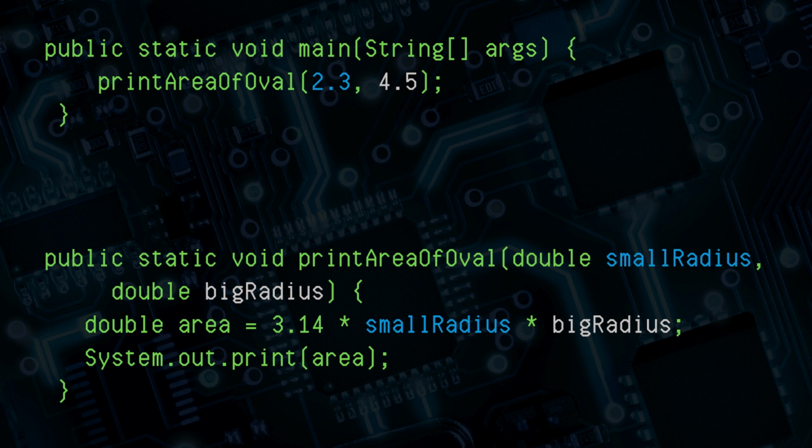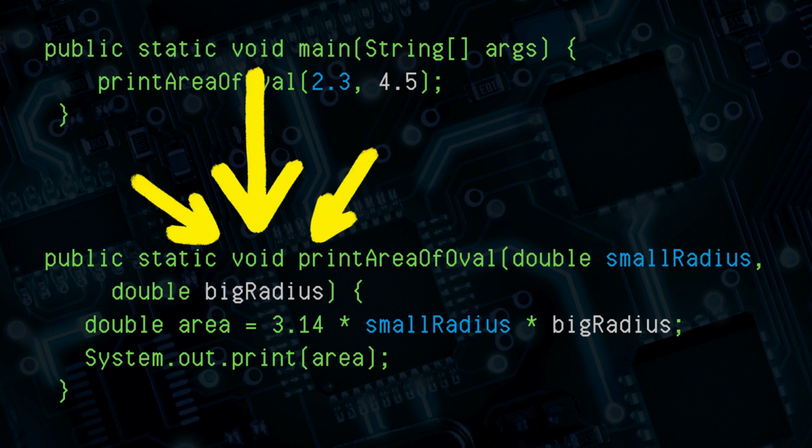In the rare case where we do want a method to output something, that should be clear in the name. That's what we have with the name printAreaOfOval, but there's no real reason to output it there. The correction is really simple. First, we'll change the method return type from void to double, since that's what our calculation produces.